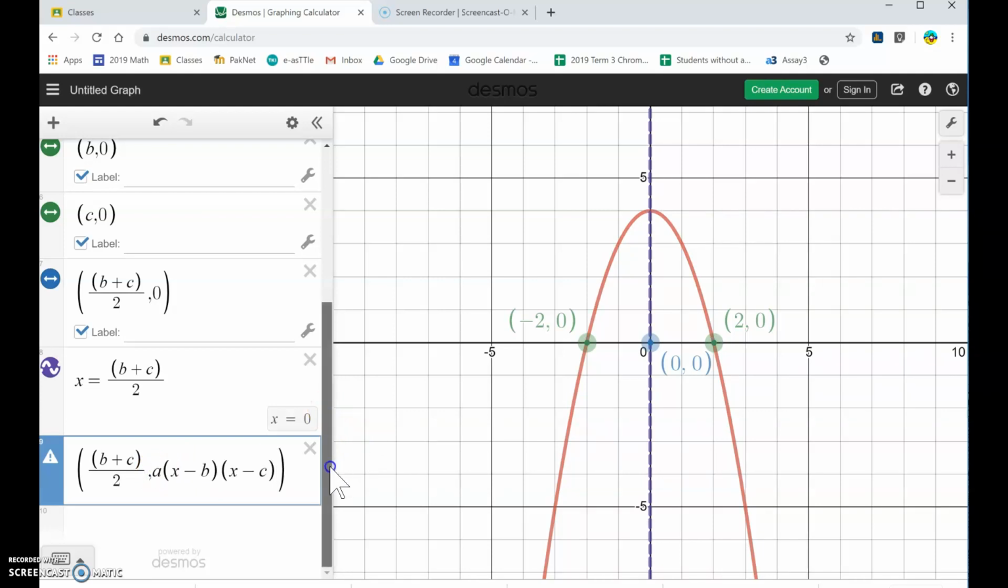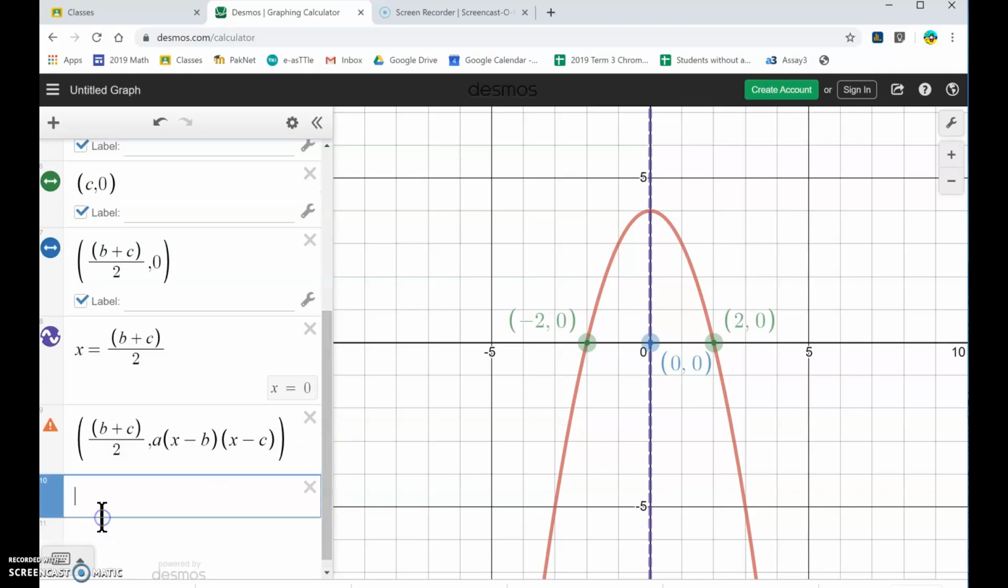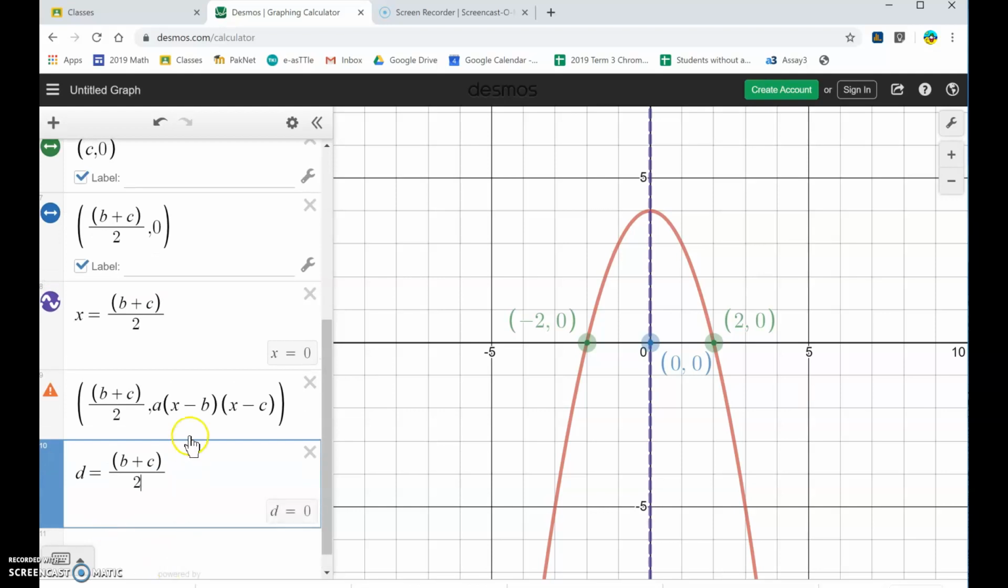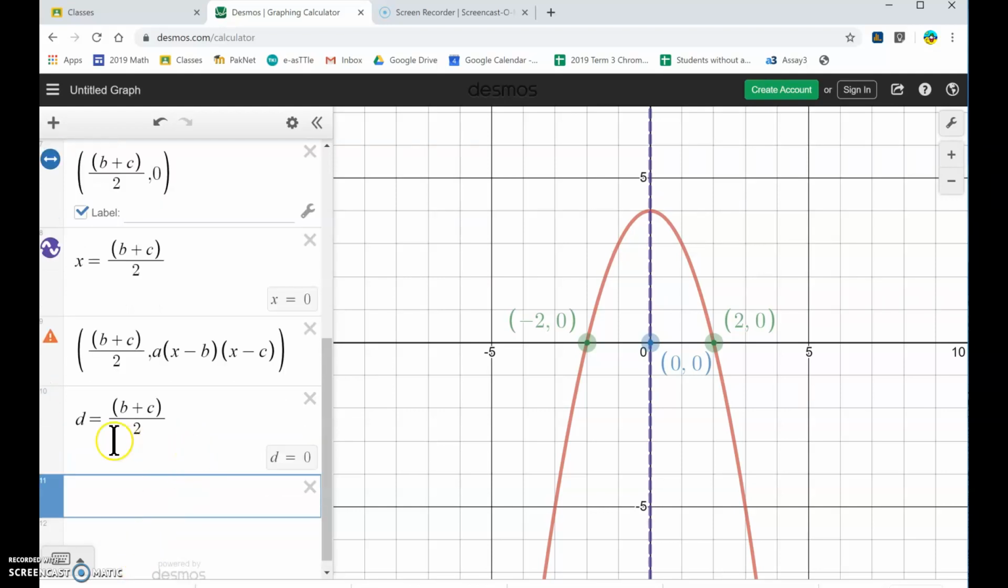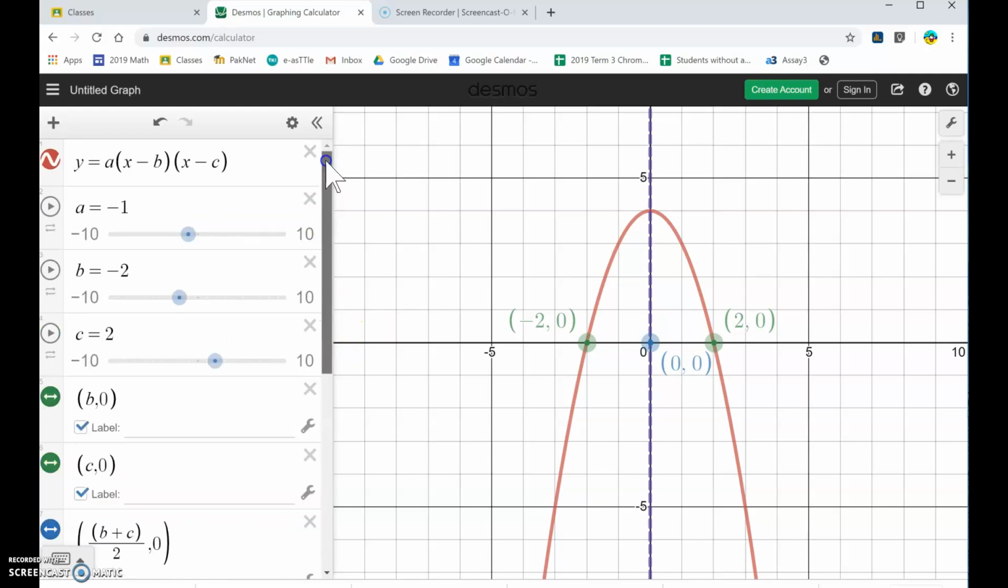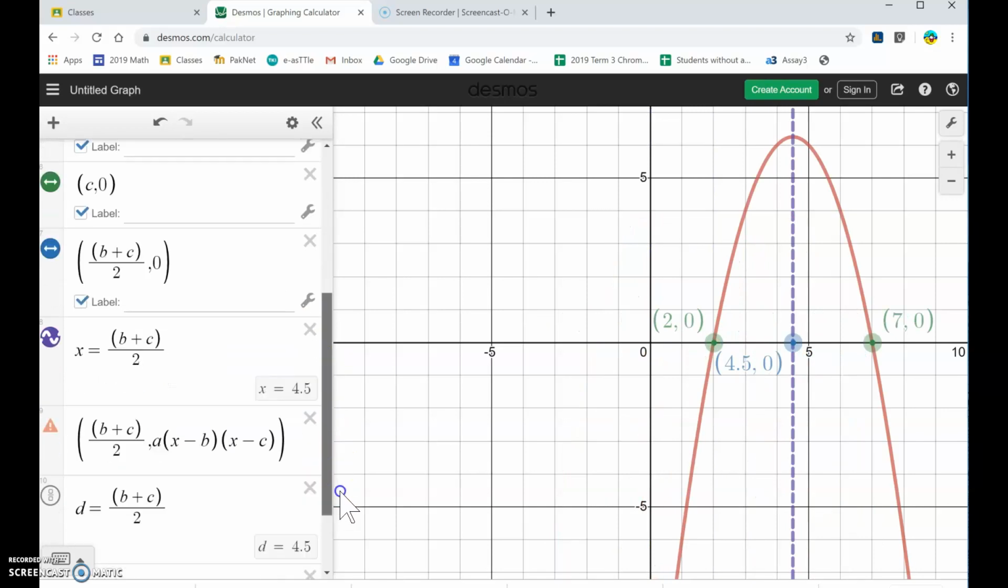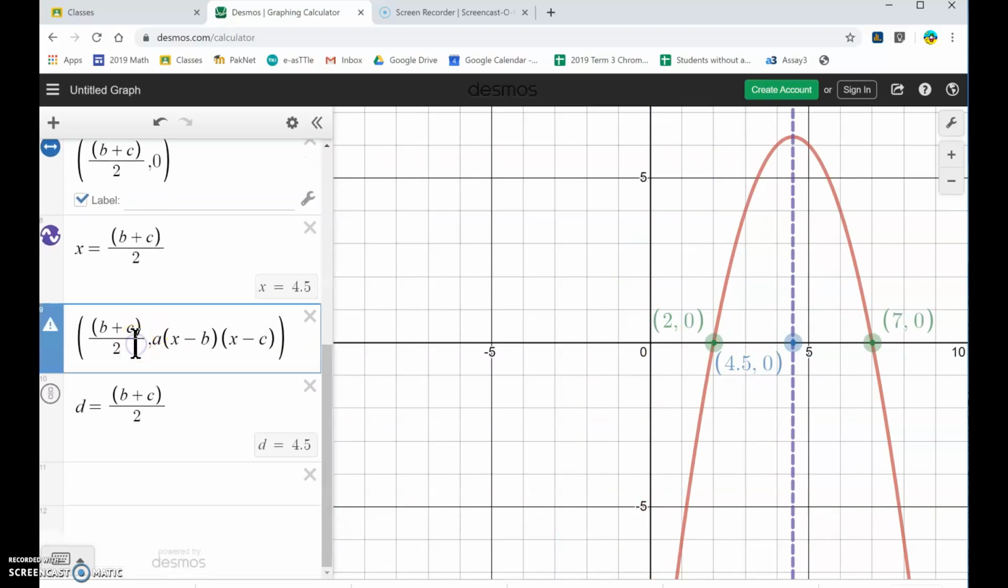So I wonder if it might be better if I can make D equal (b plus c) upon 2. Does that work? It says D equals 0. I want D to equal that. Well, that's annoying. Oh, I can see why D equals 0, because if I just move this along, D actually does equal 0. Okay, so at this point, D equals 4.5. Yes, yay. So now I actually don't need to do that complicated thing here.